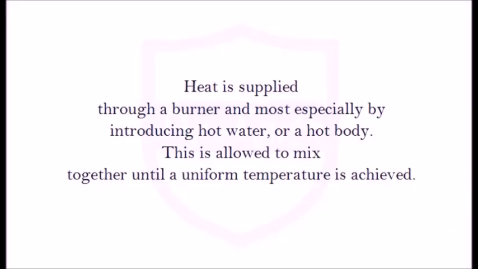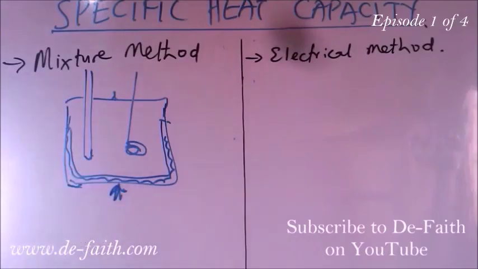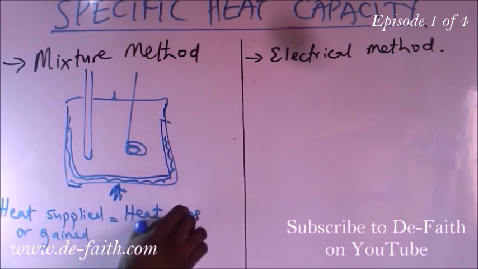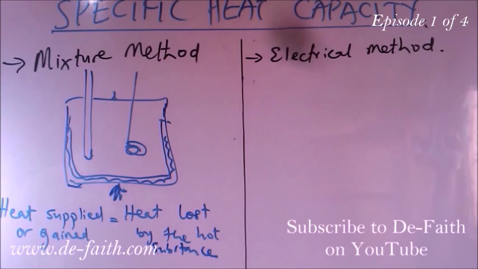Heat is supplied through a burner, and most especially by introducing hot water or a hot body. This is allowed to mix together until a uniform temperature is achieved. The heat that is supplied will raise the temperature of the material that is inside. We will always consider that in a calorimeter, heat that is supplied or gained is equal to heat that is lost by the hot substance.